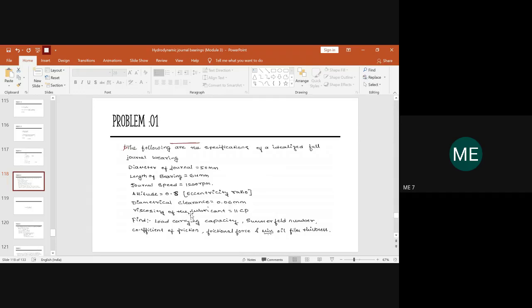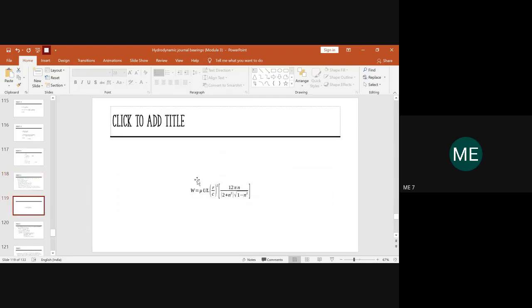After that, the viscosity of the lubricant is 11 centipoise. What we need to find is the load carrying capacity, the Sommerfeld number, coefficient of friction, frictional force, and minimum oil film thickness. So how will you start? First, you have to start with the load bearing capacity or the load carrying capacity of the given journal bearing, right? For that, you know the formula for the load bearing capacity equation.